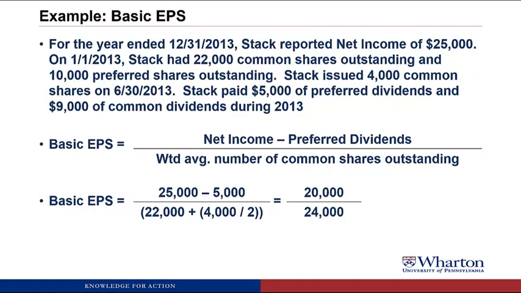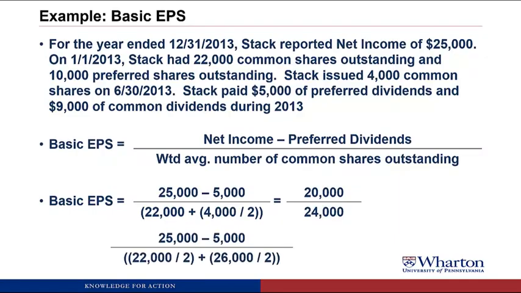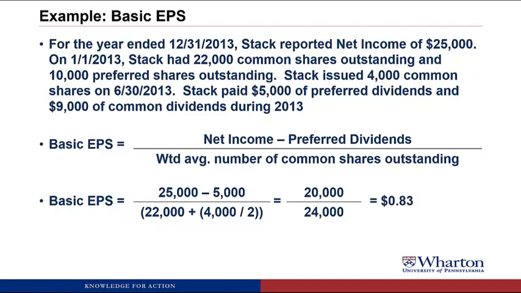Another way that you could calculate this denominator would be to think of it as you had 22,000 shares outstanding for half the year from January through the end of June. And then you had 26,000 shares outstanding for half the year from July 1 to December 31. And so if you take half a year at 22,000 and half a year at 26,000, you end up with the same 24,000 in the denominator. And so that's going to give us a basic earnings per share of 83 cents.